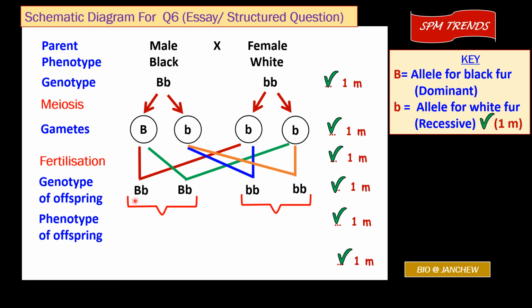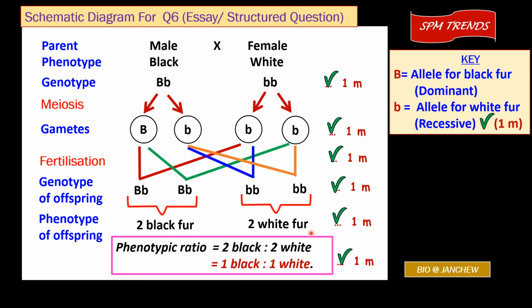As long as the offspring has a big B allele, it will have black fur, because the big B allele is dominant. The allele for black fur is dominant. This offspring is similar to the male parent in terms of its genotype, whereas these two offspring have the same genotype as the female parent, small b, small b. So these two have white fur, because they don't have any dominant alleles for black fur. This is just a homozygous recessive organism, so it will have the recessive trait of white fur.